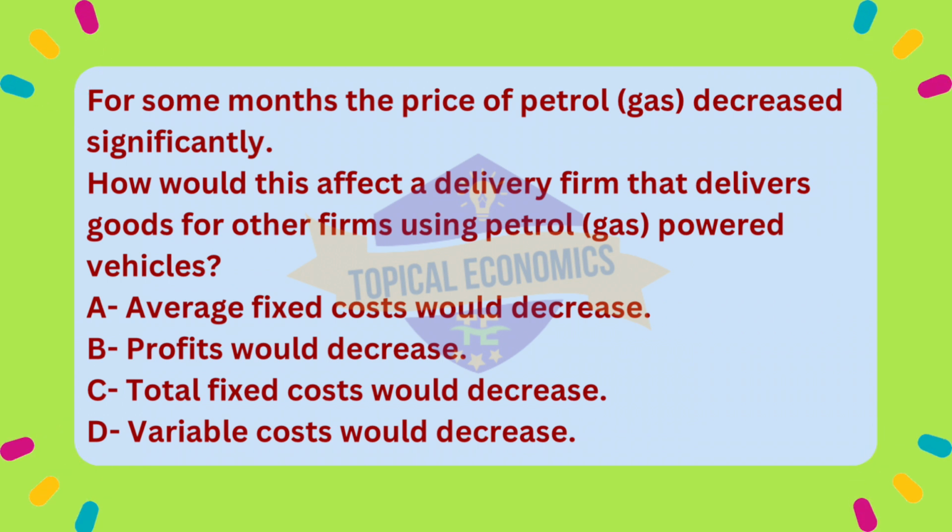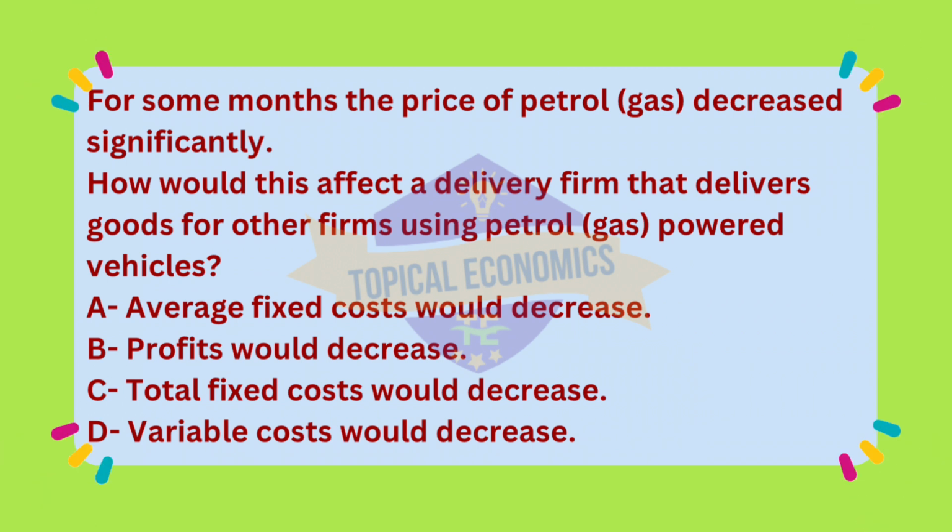Average fixed costs might decrease in the long run if the firm increases its level of output, but this is not directly related to the decrease in petrol prices. Next, option B. Profits would decrease. A decrease in petrol prices would generally lead to lower costs, which, all else being equal, would increase profits, not decrease them. Lastly, option C.